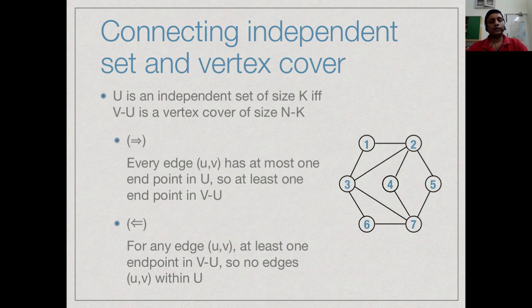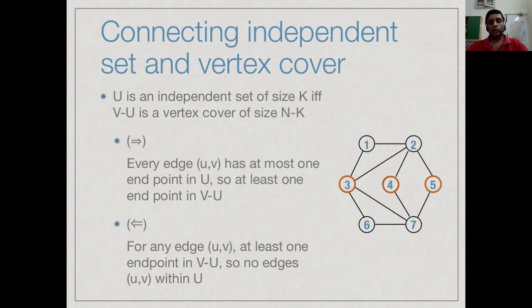The connection is that U is an independent set of size k, if and only if its complement is a vertex cover of size n minus k. Right? So in our case, U 3, 4, 5 was an independent set of size 3, then its complement must be a vertex cover of size n minus k. So if I could solve the vertex cover problem for a certain size, I can solve the independent set problem for n minus k. So I can convert one to the other. Okay? And the proof of this is very easy.